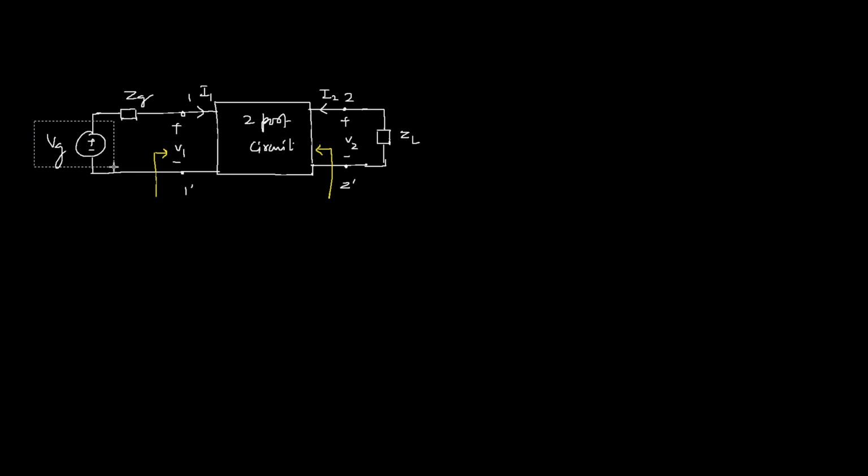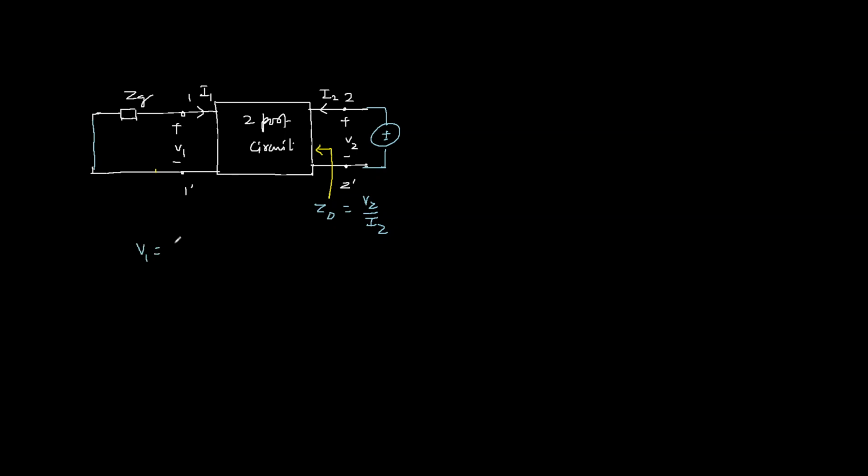Removing this external source, so this is short circuited. No need for this. Removing the load impedance. So the two-port network has dependent sources. So we need to apply the external source with voltage, say, V2, and the external current is I2. So this Z0 is simply V2 over I2.